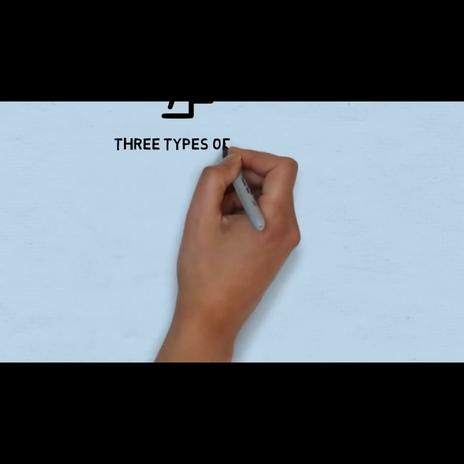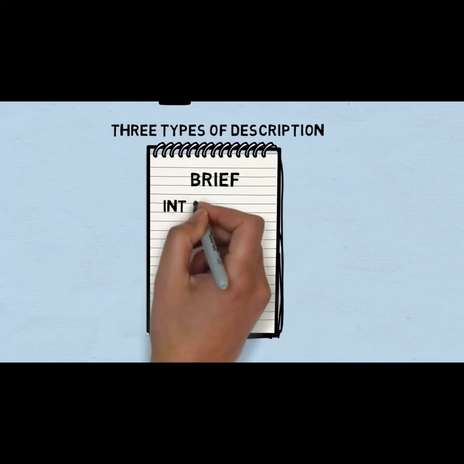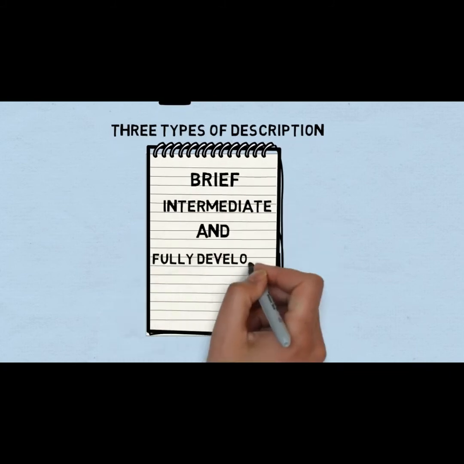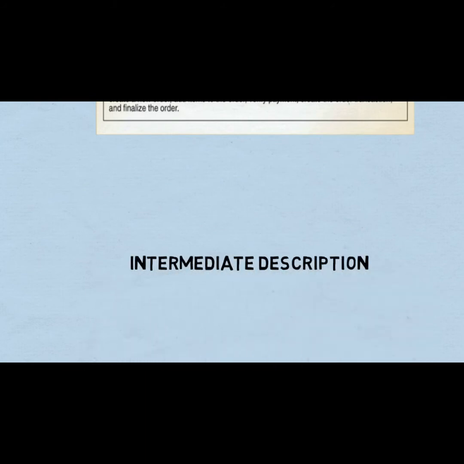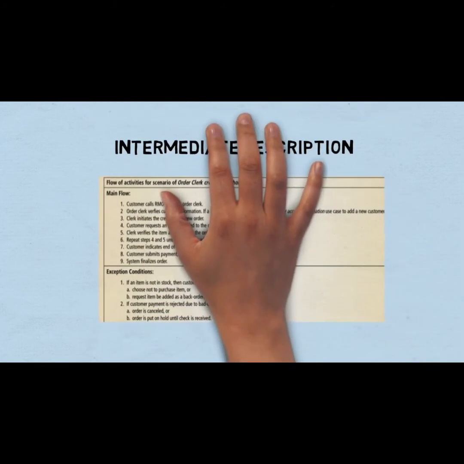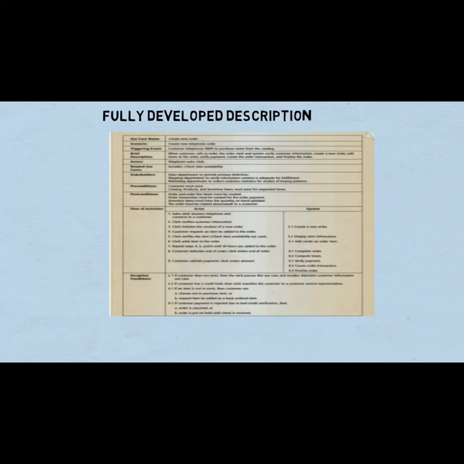There are three types of description: brief, intermediate, and fully developed description. Brief description is a summary statement conjoined to an activity diagram. Intermediate description is an expanded brief description with the internal flow of activities. Fully developed description expands the intermediate description for a richer view. It is a superset of intermediate and brief descriptions, consists of 11 compartments, and contains user, actor, stakeholder, EBP, and conditions identified.